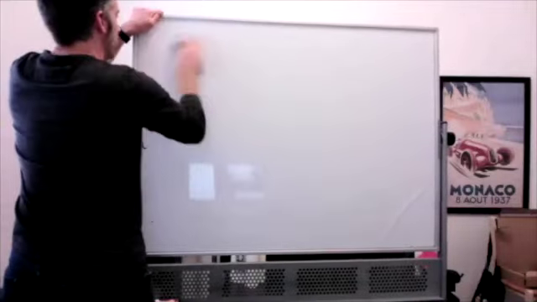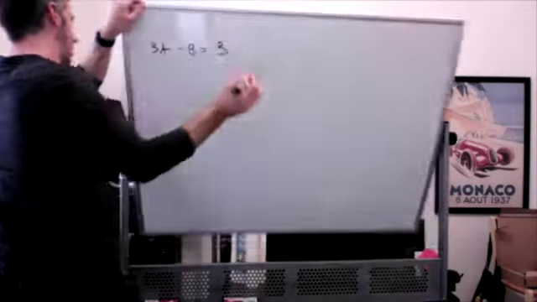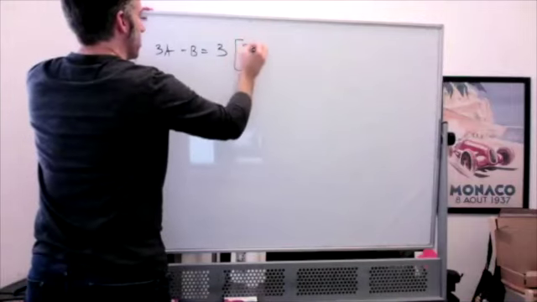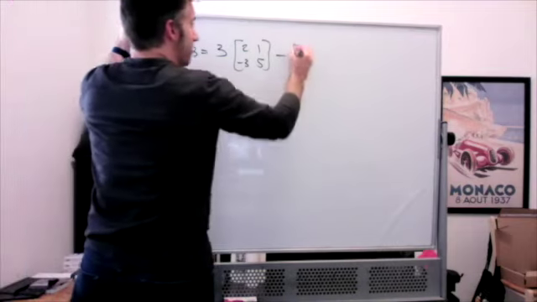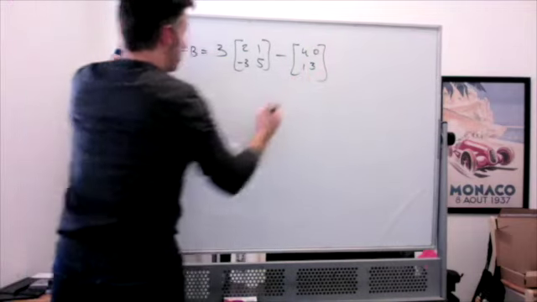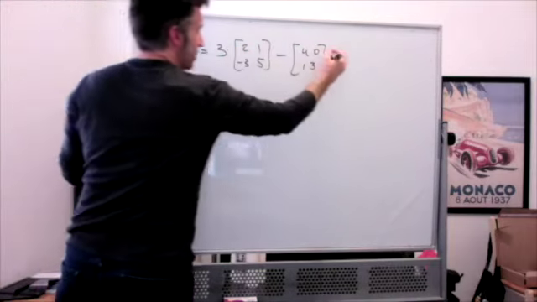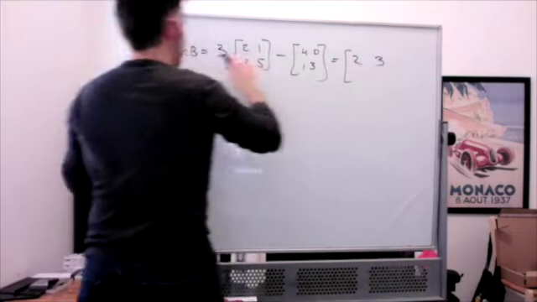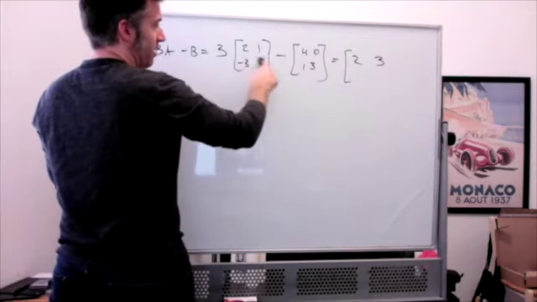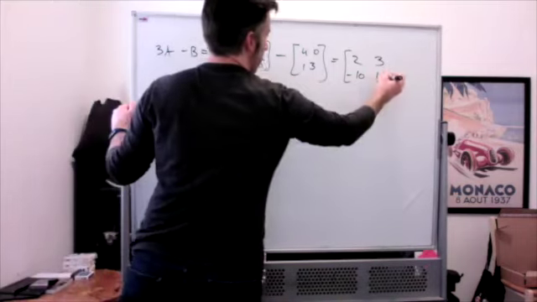Right? If I wanted to do 3A minus B, I would do 3 times 2, 1, negative 3, 5, minus B, which is 4, 0, 1, 3. So I feel like we can do this all at once. 3 times 2 is 6, 6 minus 4 is 2. 3 times 1 is 3, 3 minus 0 is 3. 3 times negative 3 is negative 9, negative 9 minus 1 is negative 10, and 3 times 5 is 15, 15 minus 3 is 12.